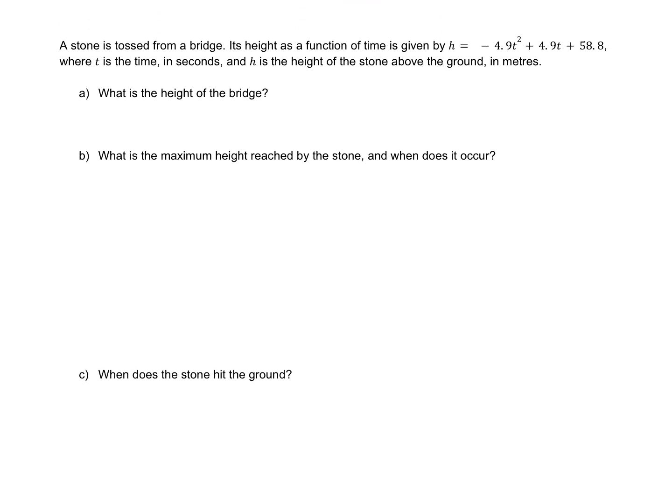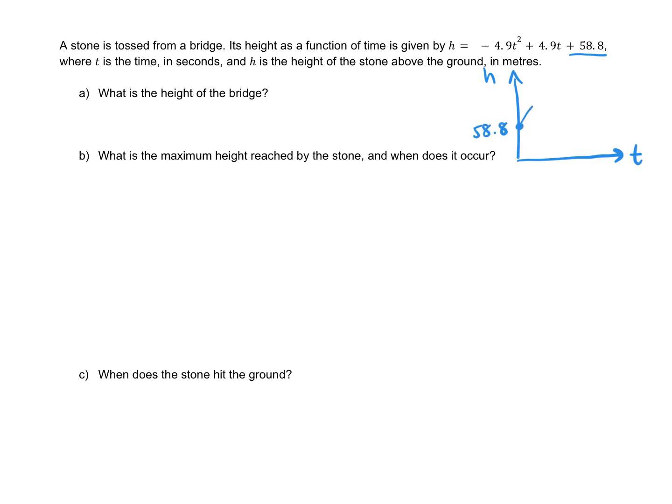All right, let's try another one, a little bit of a fuller question here, and then we'll go into some word problems where we have to create the equations for ourselves. A stone is tossed from a bridge. Its height as a function of time is given by h equals negative 4.9 t squared plus 4.9 t plus 58.8, where t is the time in seconds and h is the height of the stone above the ground in meters. Let's start with a little sketch here. We have time on the x-axis, h on the y-axis. It's standard form, so I know that's my y-intercept.